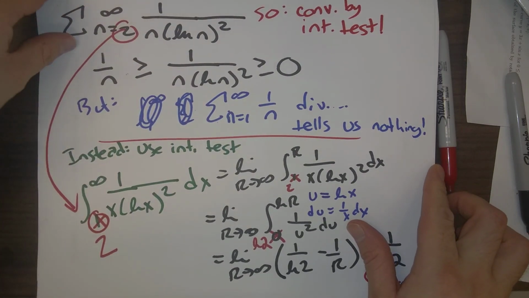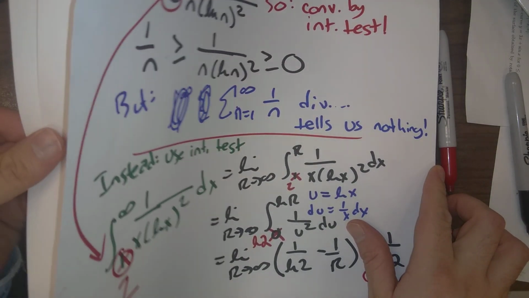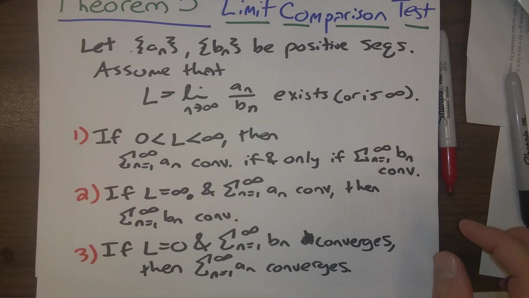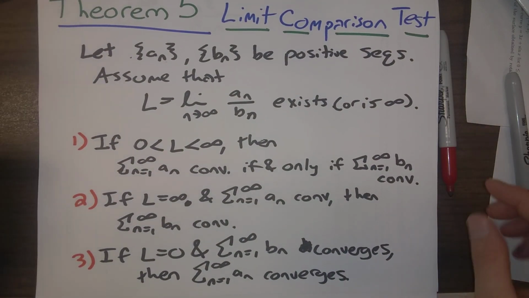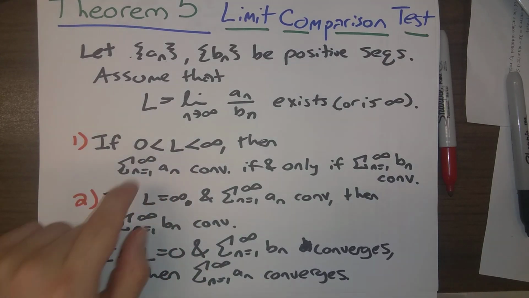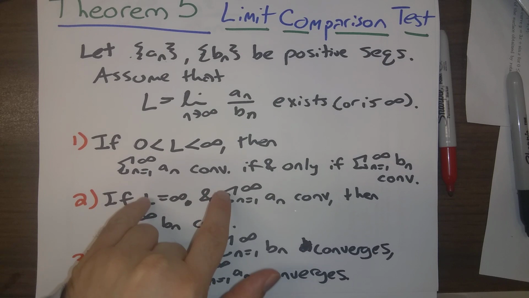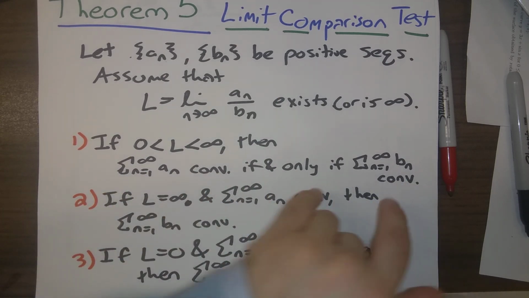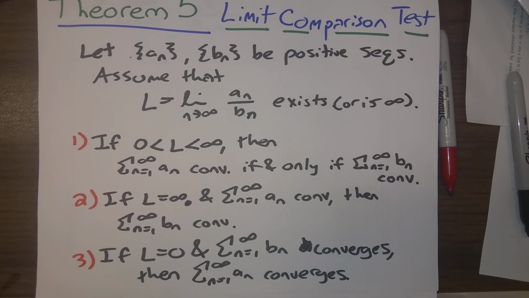Okay, so that wraps up our discussion of the direct comparison test. Now let's look at our final test, the limit comparison test. Suppose that we have two sequences a_n and b_n that are both positive sequences, and suppose that the limit as n goes to infinity of a_n over b_n exists, or is infinite. So if the limit is anything between 0 and infinity, then the sum of a_n and the sum of b_n behave the same. Either they both converge or they both diverge. That's the best case, if the limit is strictly positive but not infinity.